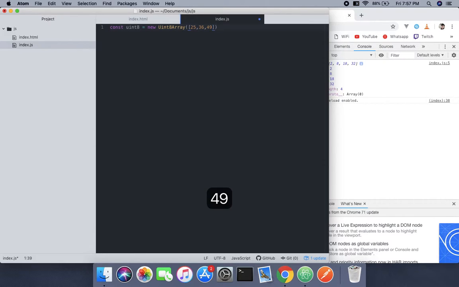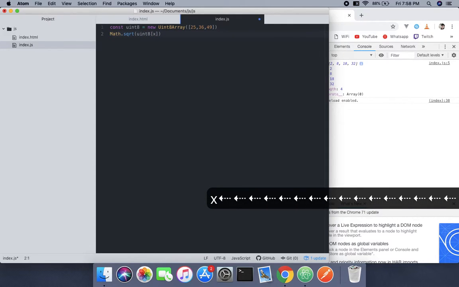So imagine a case where you want each of them to be square rooted. For that, what we would need to do is very hard. The hard coded way is like this: uint8[0], and find the square root by a mathematical formula like this one, Math.sqrt, and pass every one of them, like an x.